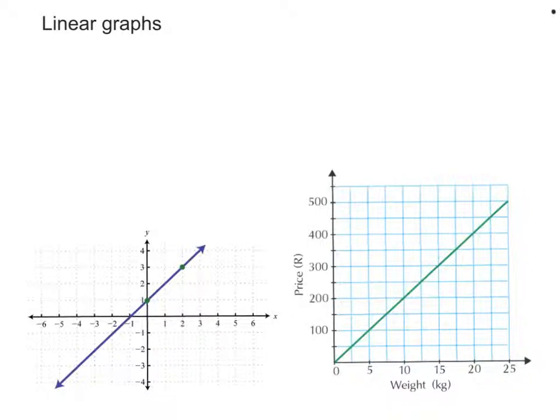So I'm going to go through the 4 types of graphs you need to be able to recognise, not only from its graph but also its equation of the line. So here are 2 linear graphs. As you can see, the line is perfectly straight.